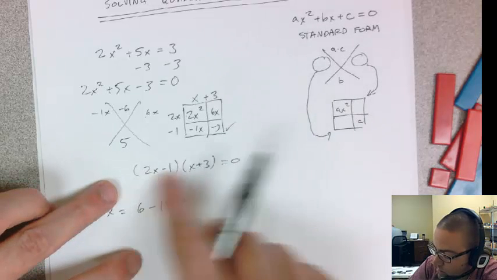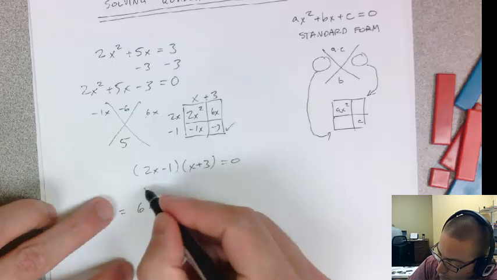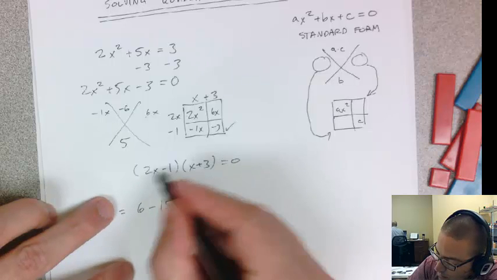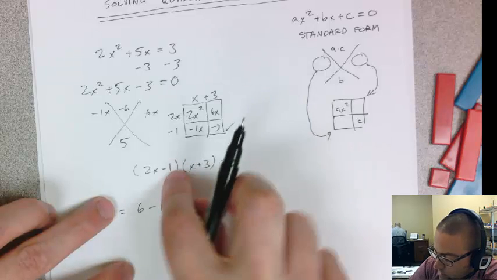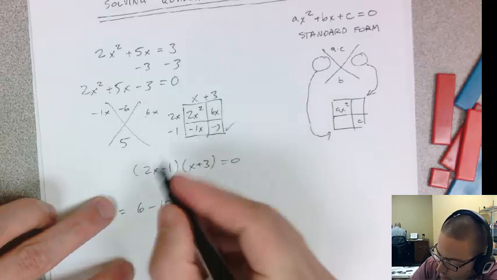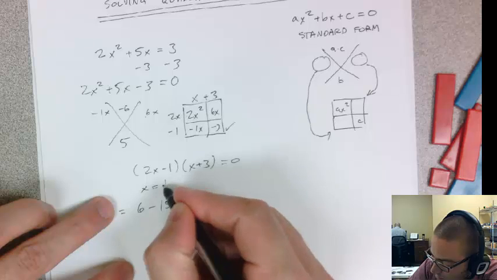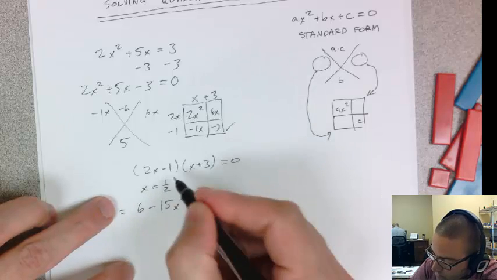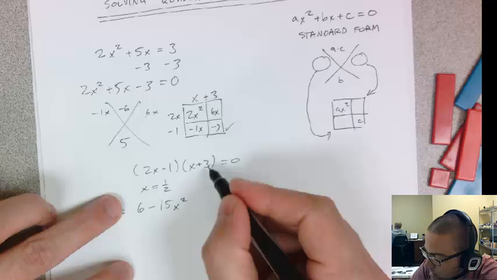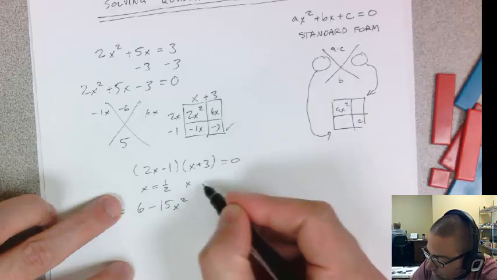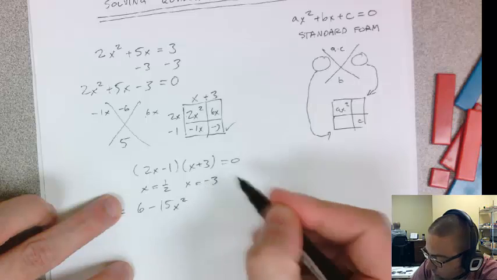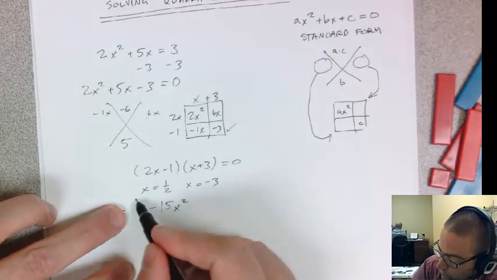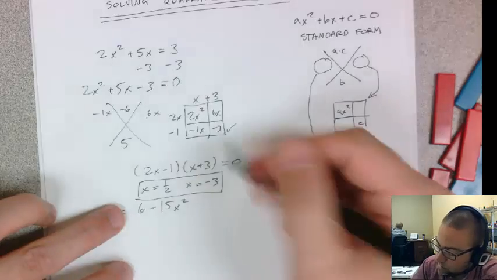So now I use my ZPP. So this is equal to 0 or this is equal to 0. And my shortcut is just to say the opposite of the back divided by the front. So this would be x equals positive 1/2. Opposite of the back divided by the front. Opposite of the back would be negative 3 divided by the front, which would be 1. So just negative 3 divided by 1, which is negative 3. So those are my two solutions to that equation.